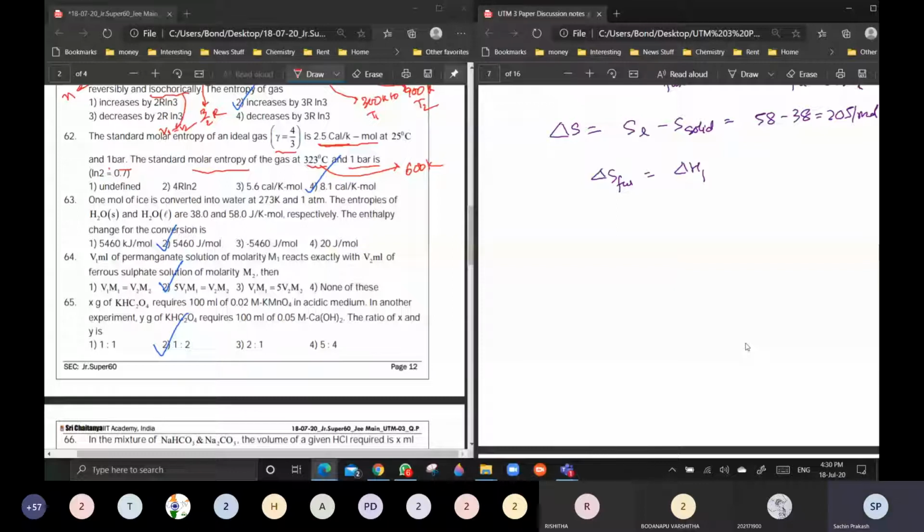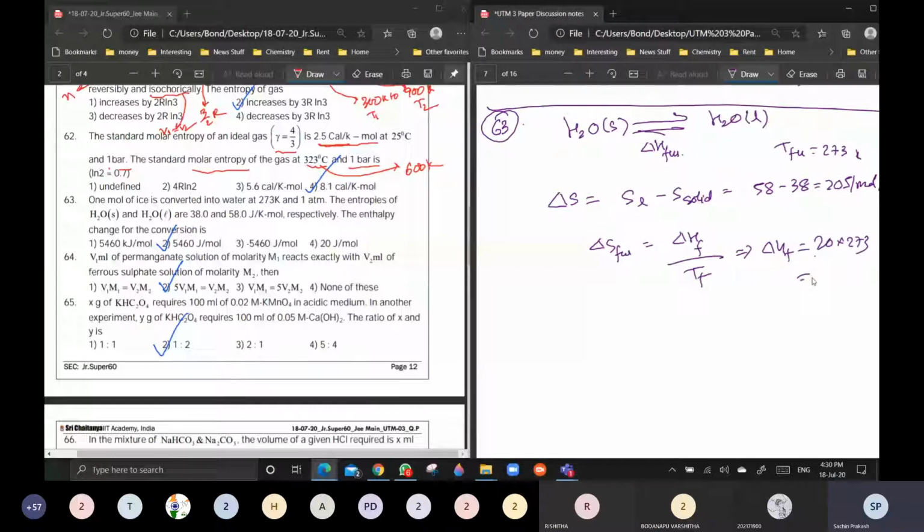We have been asked not to give you people as what you say. Delta H fusion by T fusion, what will be delta H fusion by T fusion? So delta H fusion is equal to 20 into 273, so 5463.